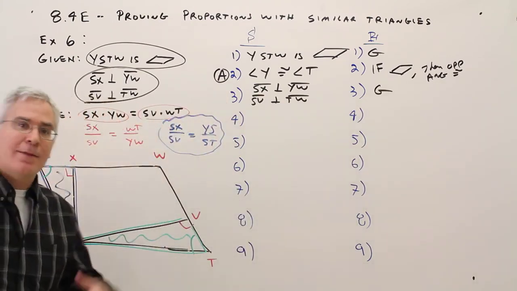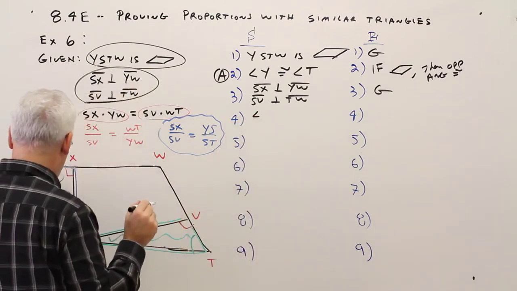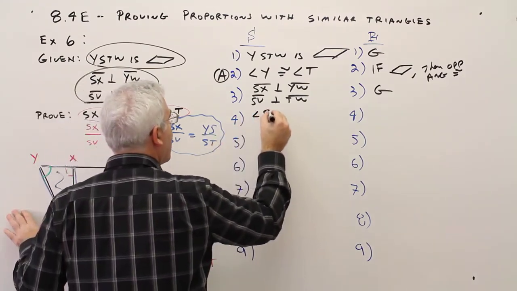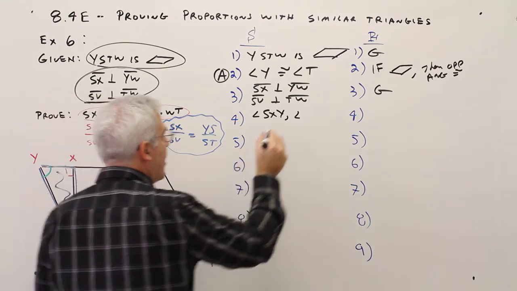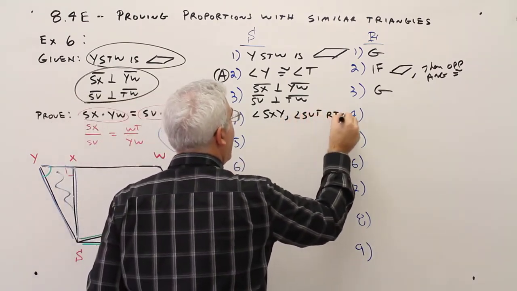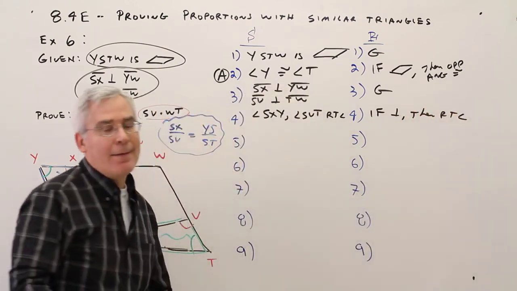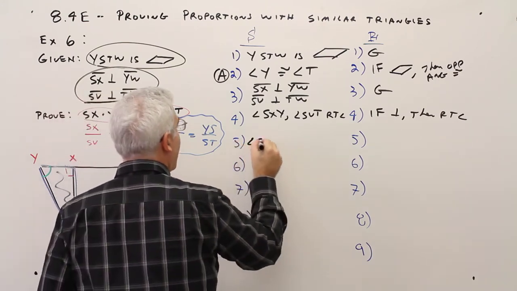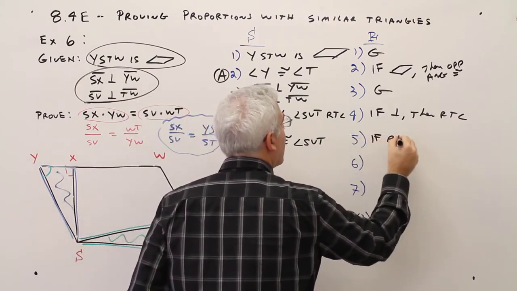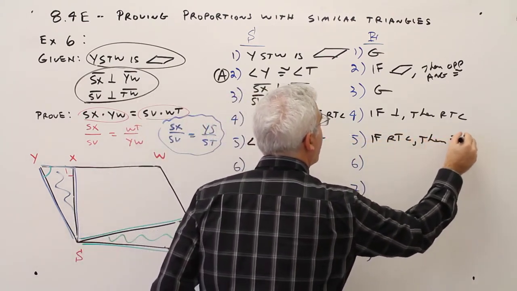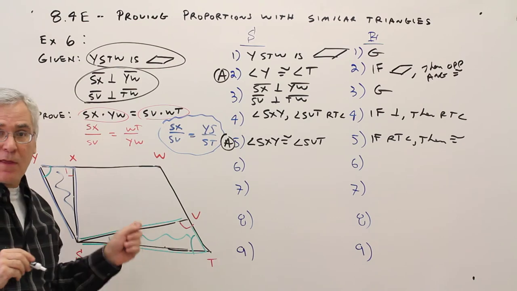That was given. Then I'll establish my right angles like we've been doing since week 1. Angle SXY and angle SVT are right angles. If perpendicular, then right angle. And then the right angles will be congruent. Angle SXY congruent to angle SVT. If right angles, then congruent. I now have my two angle pairs, so I've got the triangles similar.